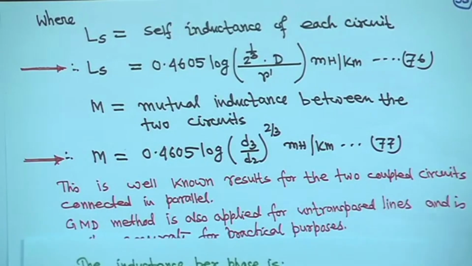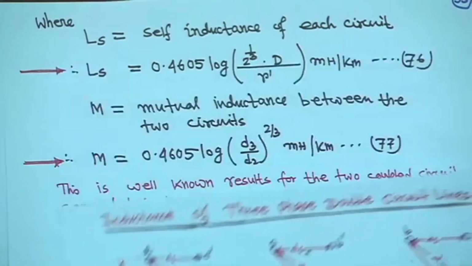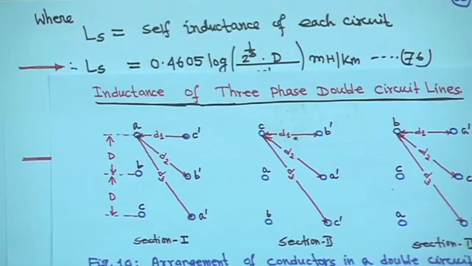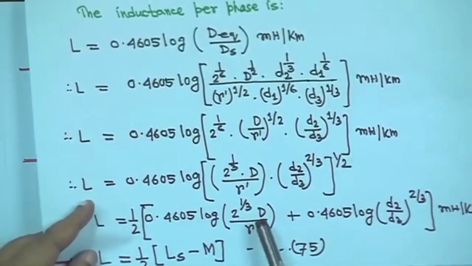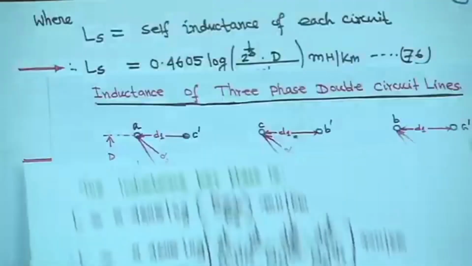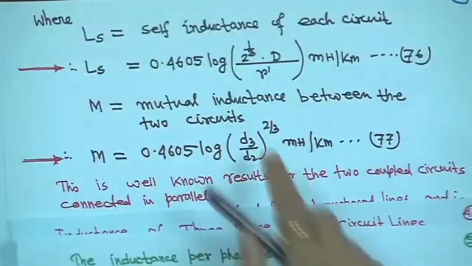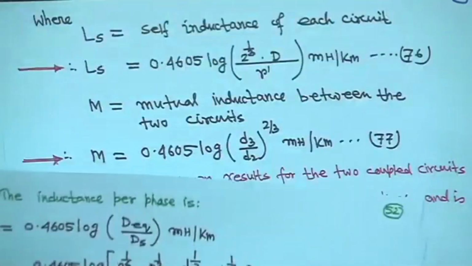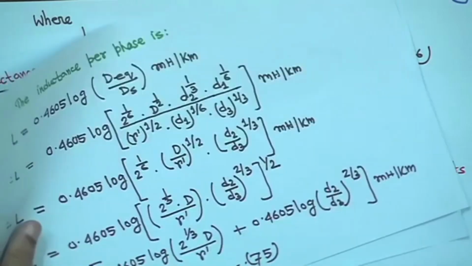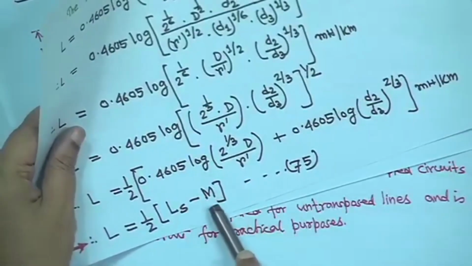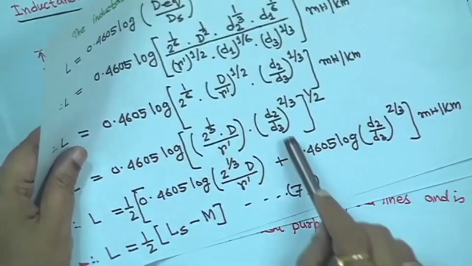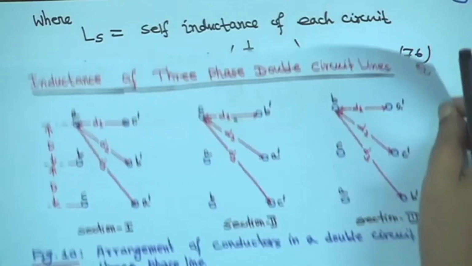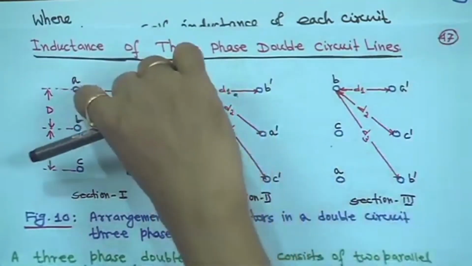If you look at the configuration, we are calling the first term a self inductance, and this is mutual between the two circuits. This is true because look at the expression d2 upon d3. Mutual is because of the minus sign, this minus we have taken, Ls minus M, that is why in this expression it is d3 upon d2 to the power 2/3.